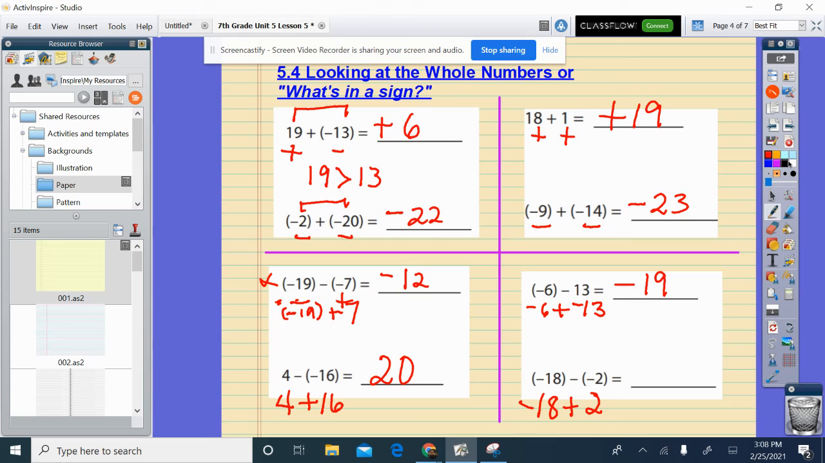Now, here we have a negative. Sorry, that was a pretty poor negative minus sign there. We have a negative and a positive. So compare the numbers. 18, of course, is greater than 2, so our answer is going to be negative. And then with negative 18, again, visualize a number line. Negative 18 is on your left, and you're counting back 2 places to the right because it's a positive 2. That would take you to negative 16.